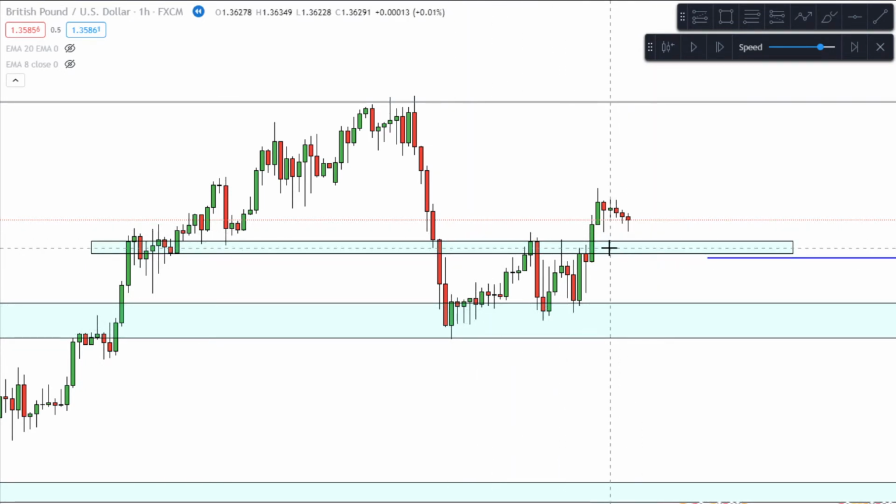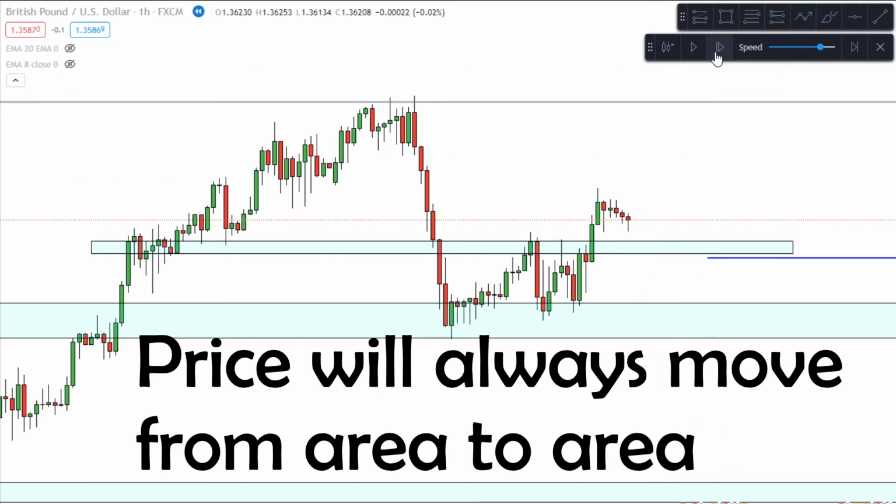So now all we're doing is we're waiting for price to come back to our level. We're waiting for price to retest this key level in the market, because as I told you, price will never randomly move from anywhere in the market. It will come to a level, decide what it wants to do, and then make its movement. And it's about identifying these levels. Okay, so let me just fast forward a little bit so you guys can see how price moves around this level.